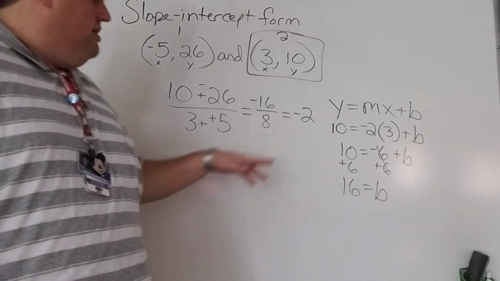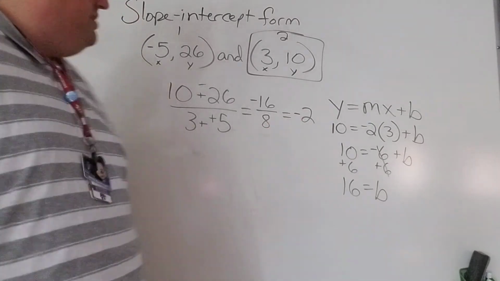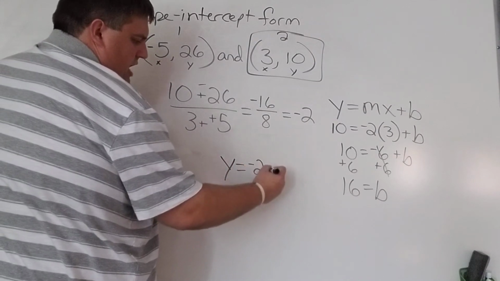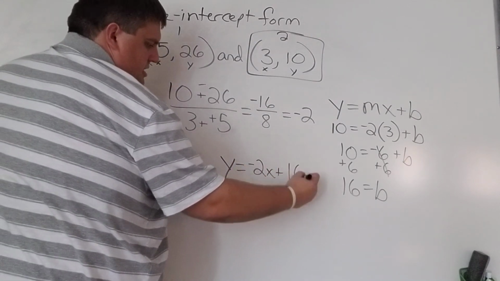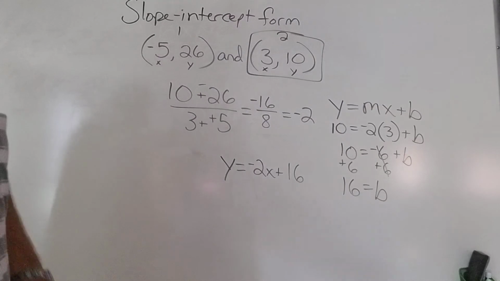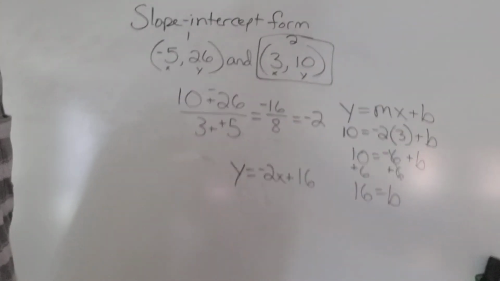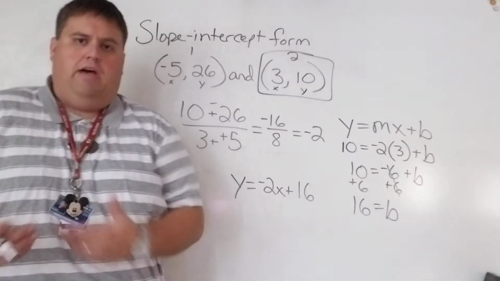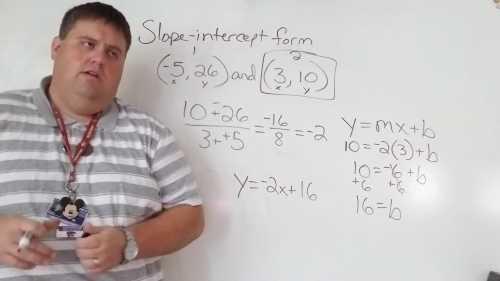So now we have the 2 things we needed. We have our slope, we have our y-intercept. All I'm going to do is write that equation, y equals -2x plus 16. And that is how you can write an equation of a line in slope-intercept form if I only have 2 points that it goes through.